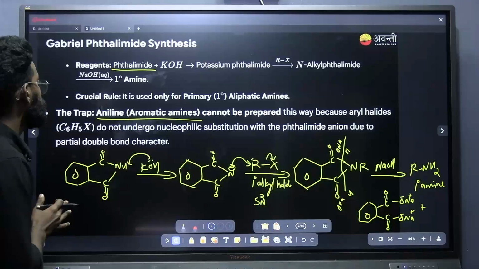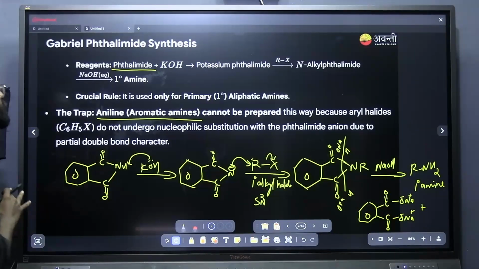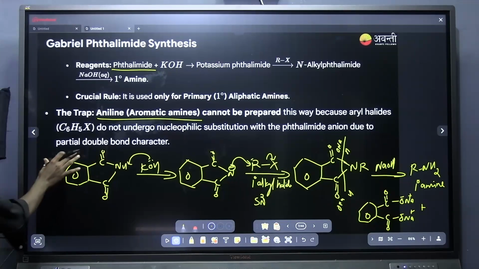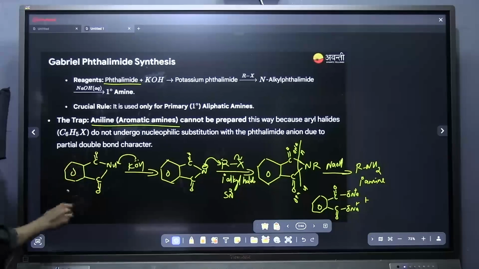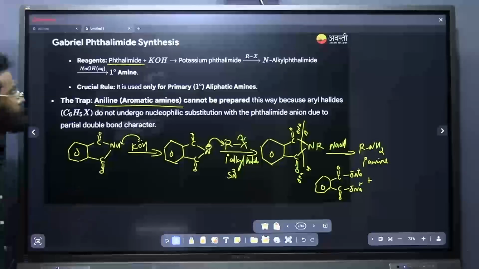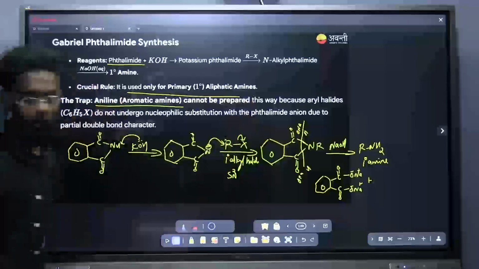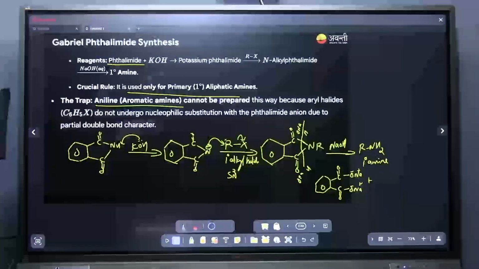Primary aromatic amine also we can't prepare. Okay, that's the point we have noted down. Only we can prepare primary aliphatic amine. That's the point here. Have you got the complete reaction?